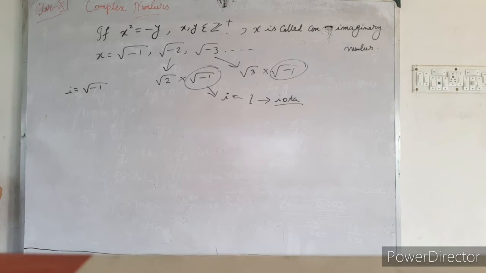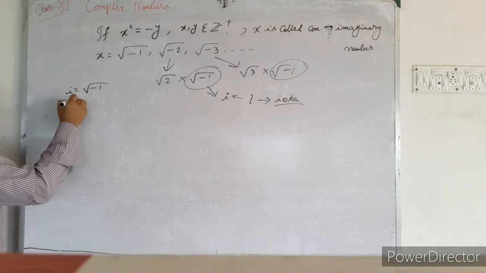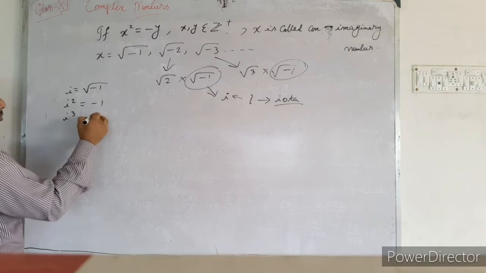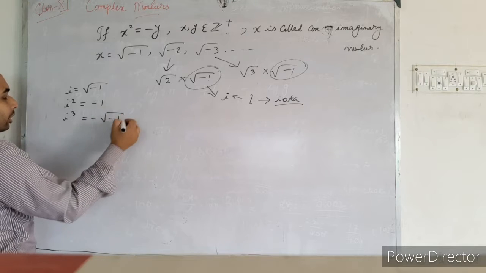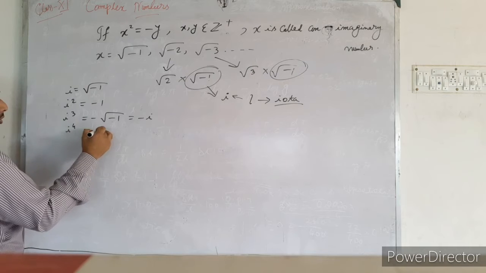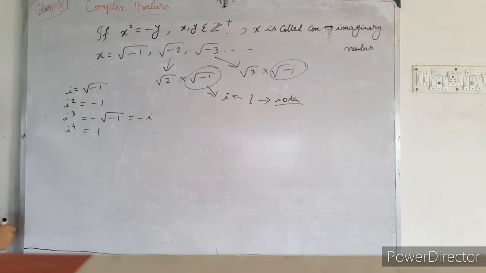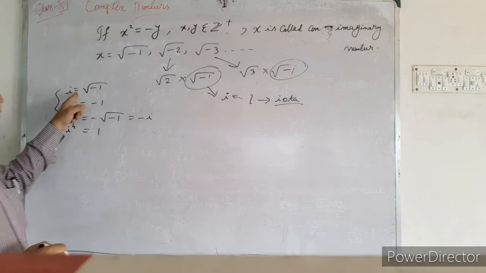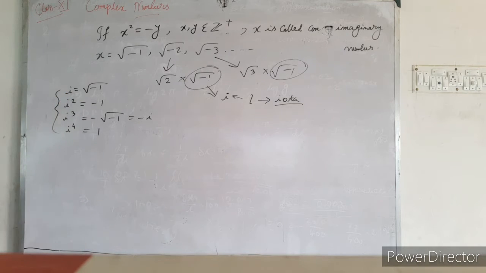So if i equals root over minus 1, i square equals minus 1, i cube equals minus of root over minus 1, so minus i, and i to the power 4 equals 1. So you have to keep in mind those values. If you only keep in mind i equals root over minus 1, that is also okay. You can find the other things.